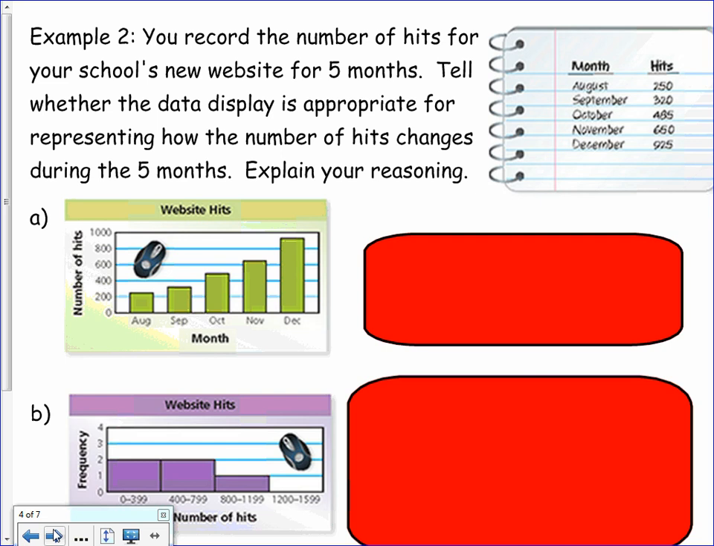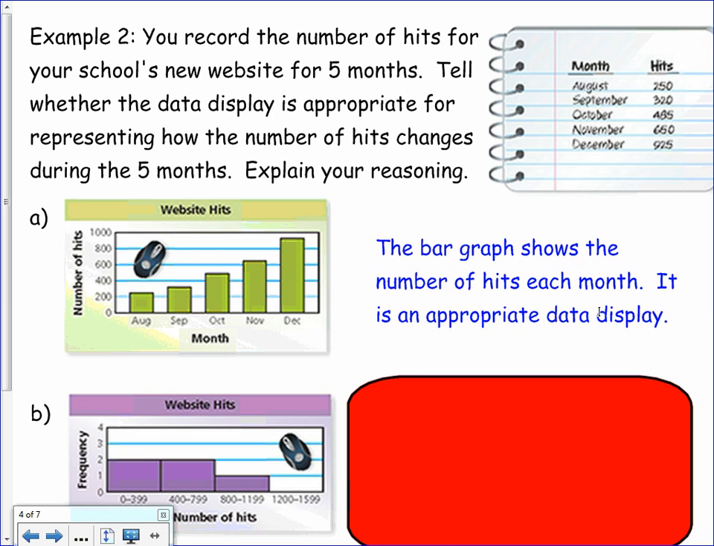Now in example 2, it says you record the number of hits for your school's new website for 5 months, and we want to tell whether the data display is appropriate for representing how the number of hits changes during the 5 months. So we're trying to show how the number of hits change over the 5 months. Here we have a bar graph, all right? And it's showing us the hits per month, and we can see with this bar graph how that's changing. Okay, so I'm going to get rid of this box here, hopefully.